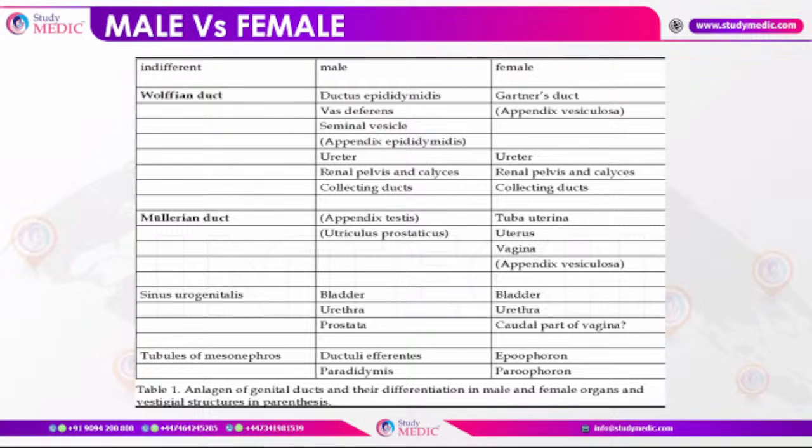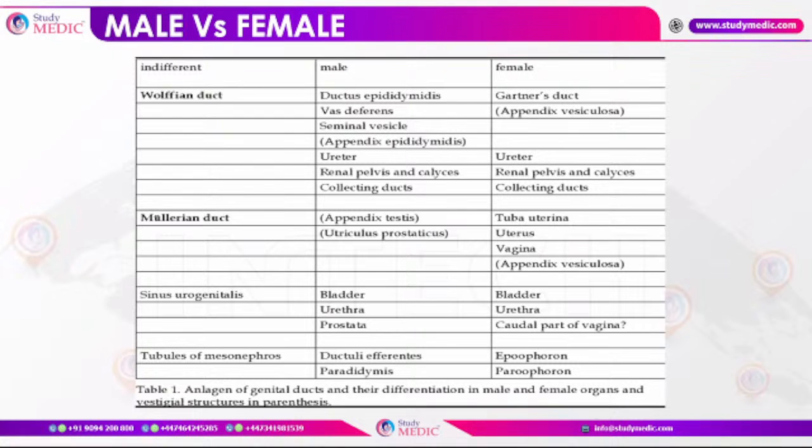However, coming to the genital system, it is considered vestigial. So it is only going to form the Gartner's duct, which is also called appendix vesiculosa. The duct that is of importance for the females is the Mullerian duct or the paramesonephric duct, which is going to form the major part of the female genital system.